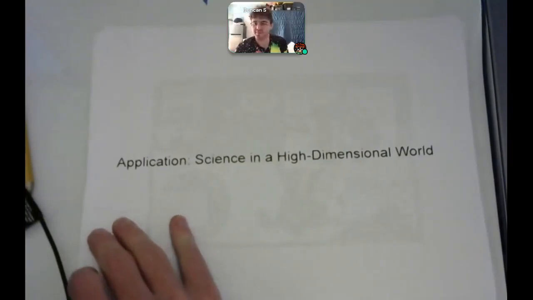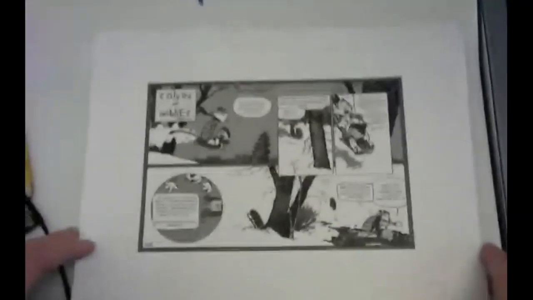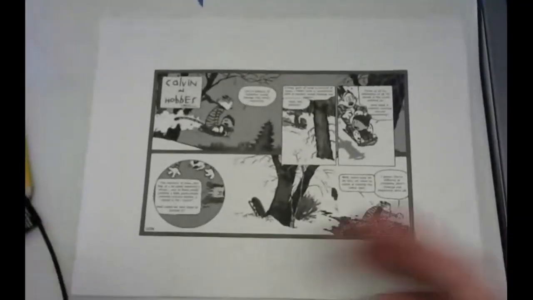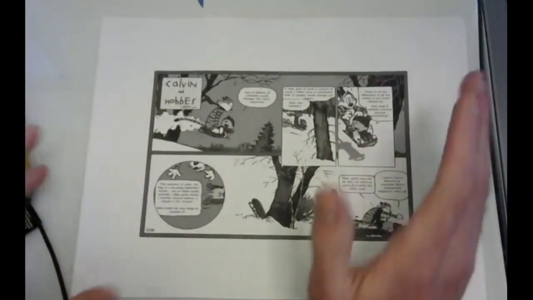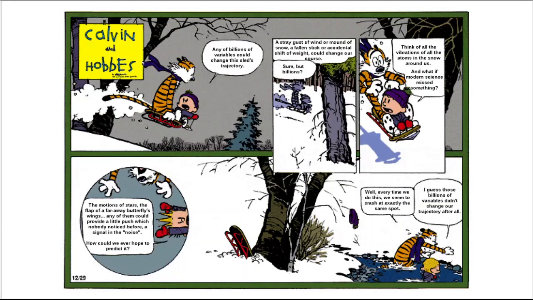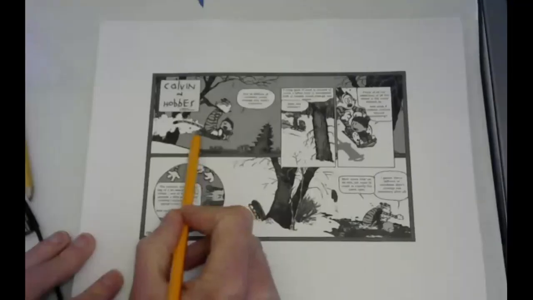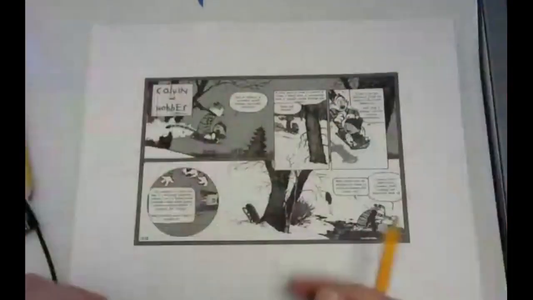Cool. So, problem in science, you probably won't be able to read this on this slide, but problem in science, we live in a very high-dimensional world. And in general, it's hard to learn things in a high-dimensional world. Calvin and Hobbes flying down the hill on a sled, and we're trying to predict the speed of the sled or where the sled is going to go or something.